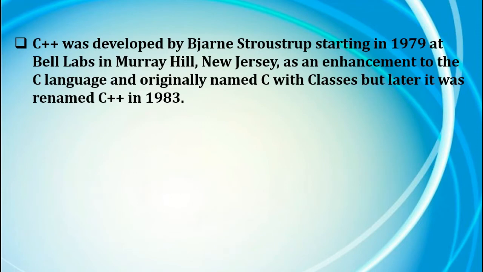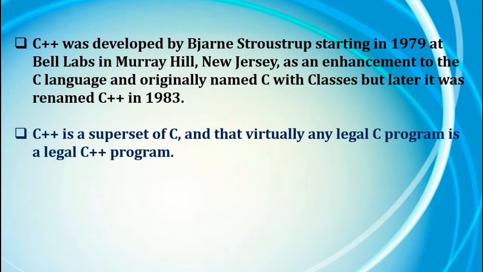C++ was developed by Bjarne Stroustrup starting in 1979 at Bell Labs in Murray Hill, New Jersey, as an enhancement to the C language and originally named C with classes, but later it was renamed C++ in 1983. C++ is a superset of C, and any legal C program is also a legal C++ program.